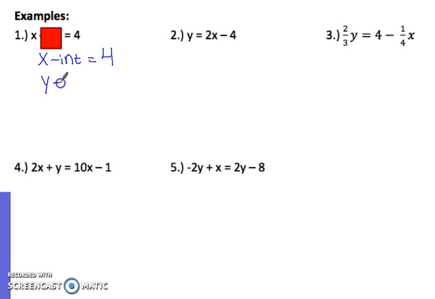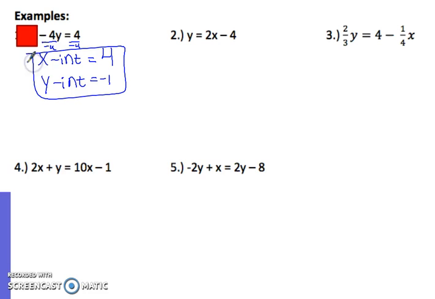To find my y-intercept, I'm going to take my little box, move it over. That negative goes with the y. Divide both sides by -4. And 4 divided by -4 is -1. It's a lot easier.